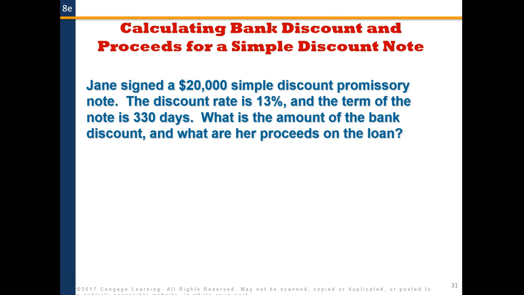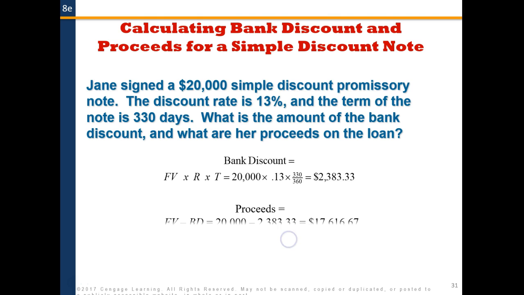So we'll go through a couple quick examples. Jane signed a $20,000 simple discount promissory note. The discount rate is 13% and the term of the note is 330 days. What is the amount of the bank discount and what are her proceeds on the loan? So we are just going to plug in the information they gave us into our equations. The bank discount is 20,000 times 0.13 times 330 over 360.